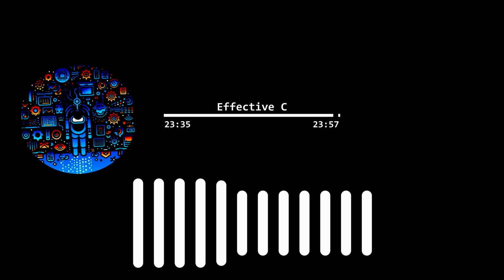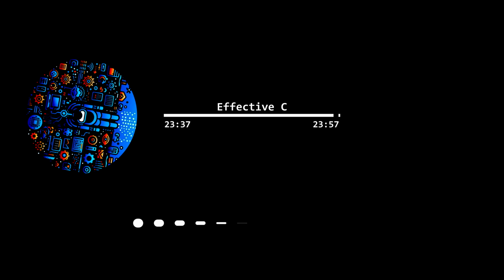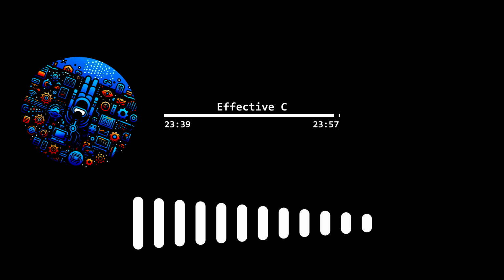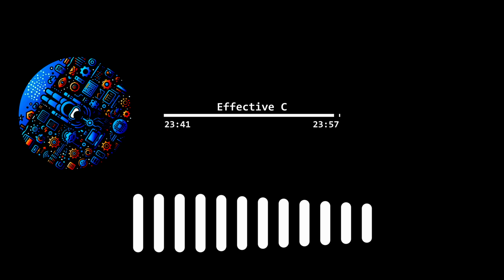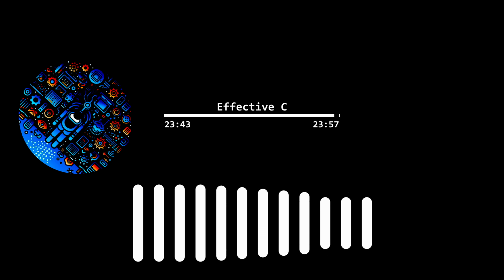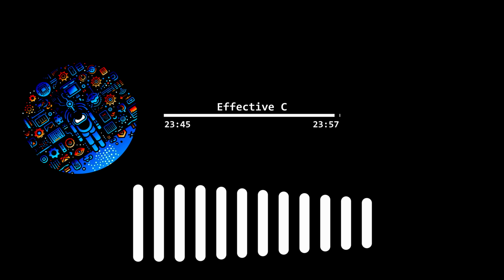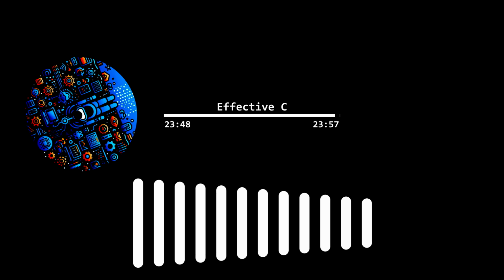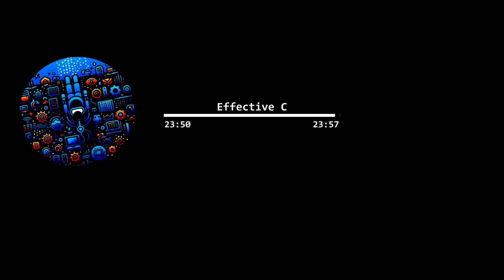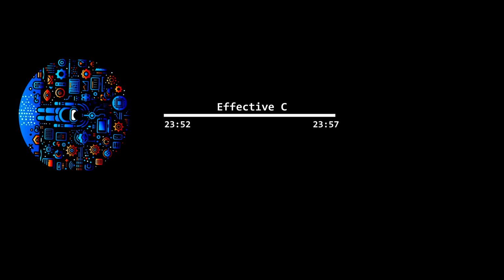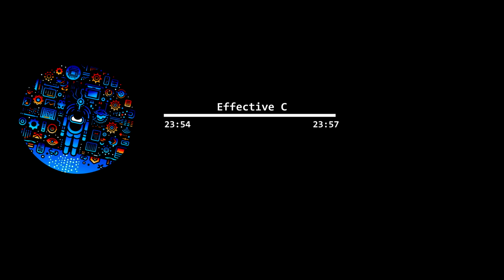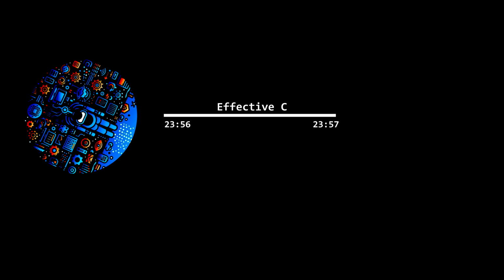Which brings us to a final thought for you, the listener, to consider. Given how foundational C is, and given all these subtle, powerful behaviors we've discussed, how much more secure, how much more reliable could our digital world actually be? If every C programmer truly adopted this effective mindset, deep understanding, rigorous checks, relentless pursuit of correctness, what systems are out there right now just waiting for that level of mastery?